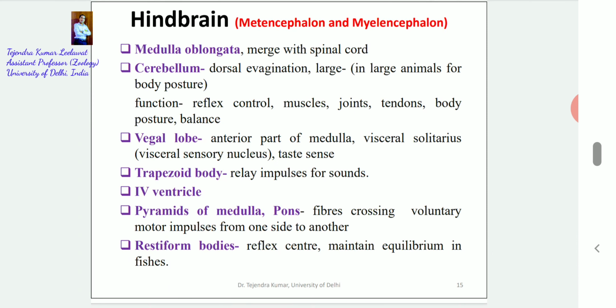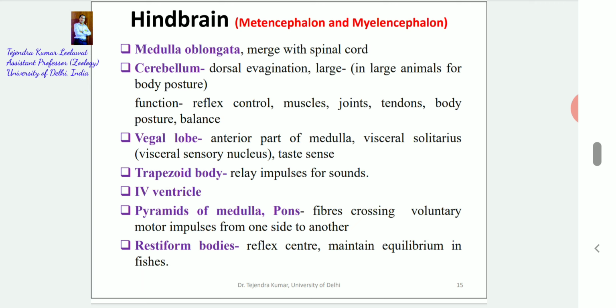The last portion is the hindbrain. The hindbrain has two parts, as I discussed in the first slide, the metencephalon and the myelencephalon. There are some structures also present, like the medulla oblongata. It merges with the spinal cord and relays signals.